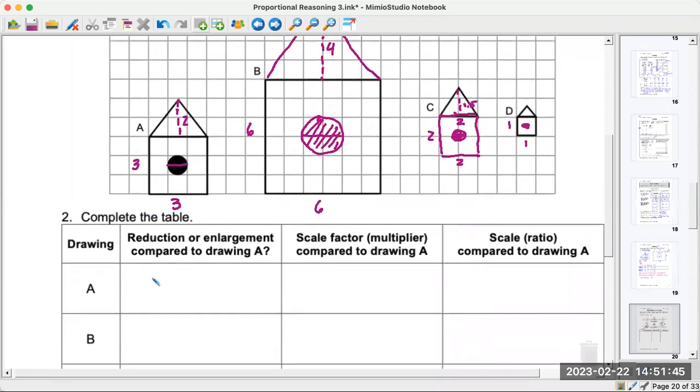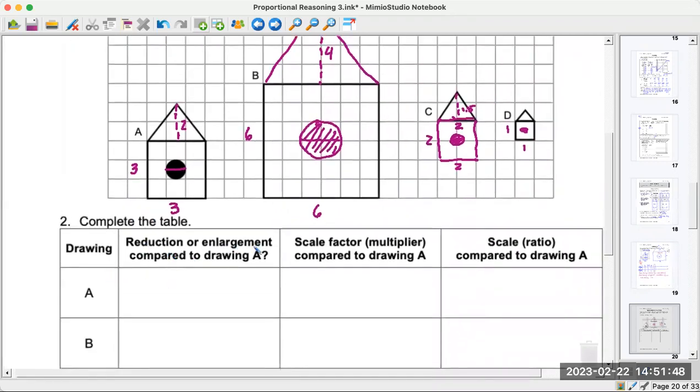Let's look, let's fill in the chart. Drawing A, reduction or enlargement compared to drawing A, it's the same. So it's same, it's neither reduction or enlargement. It's the same thing, yeah? Drawing A compared to A, same thing. Scale factor, if it's the same thing, your scale factor is 1. It's called a multiplier, by the way, because you're multiplying by that number to get the new dimensions. Scale factor or multiplier are the same thing. The scale ratio is 1 to 1, same.